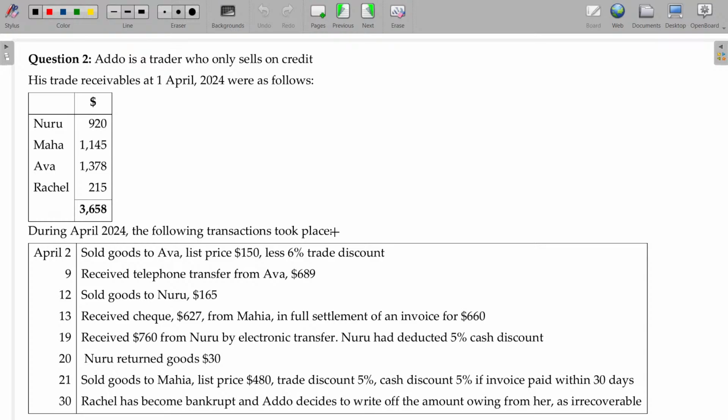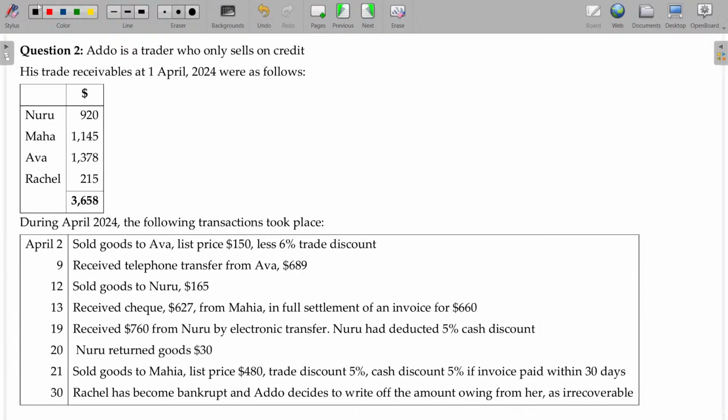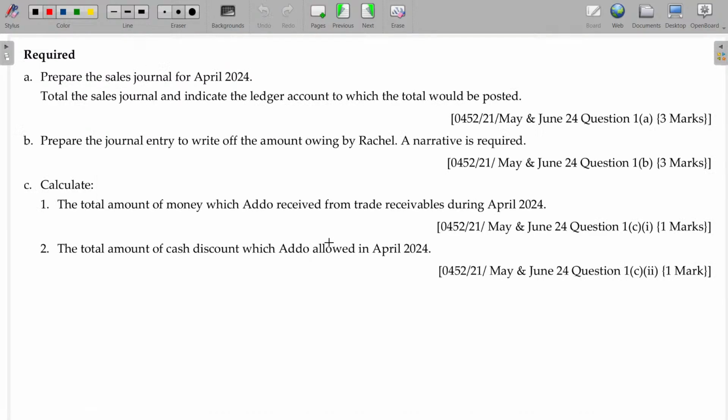Already we solved one illustration. Now let me try to solve question number 2 here. Adu is a trader who only sells on credit. So his trade receivables, initially he has 4 debtors. Receivables are otherwise debtors. During April 24, the following transactions took place. So what are the things required? Prepare sales journal, total the sales journal, and indicate the ledger account to which the total would be posted. They have not asked that the sales account be prepared, but you have to indicate where this amount will go. Of course, this total will go to the sales ledger account credit side.